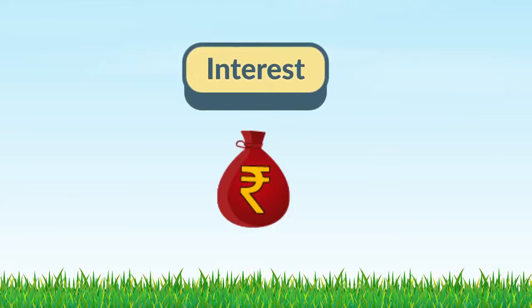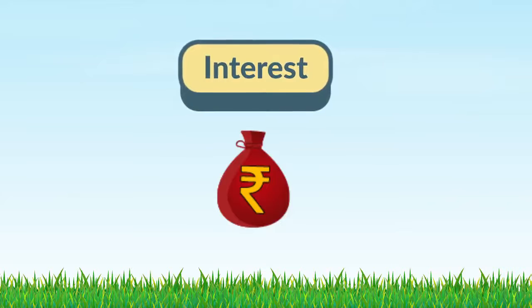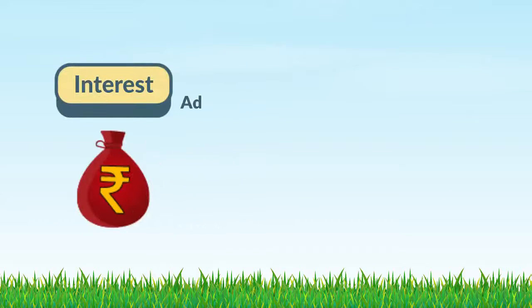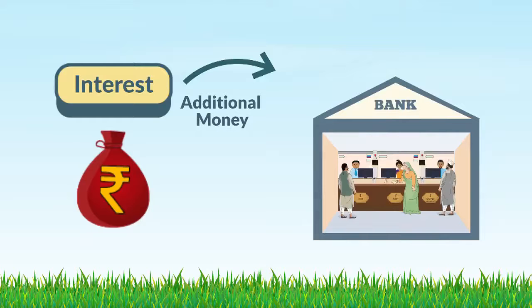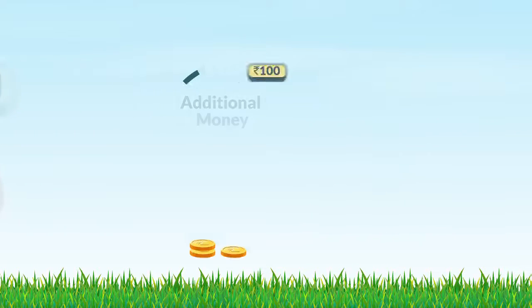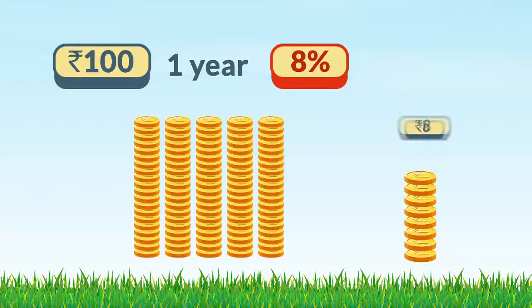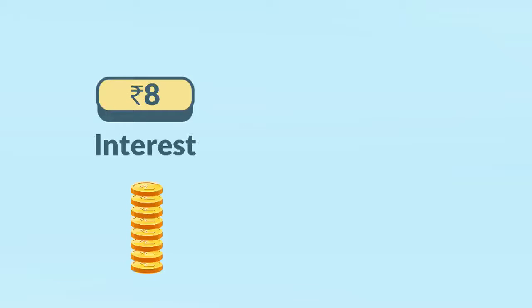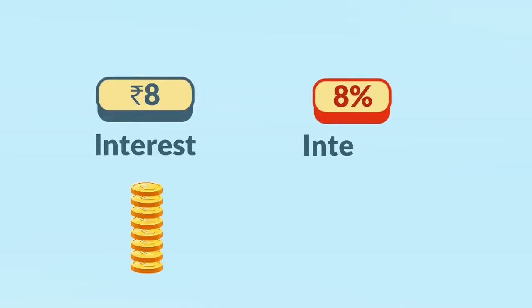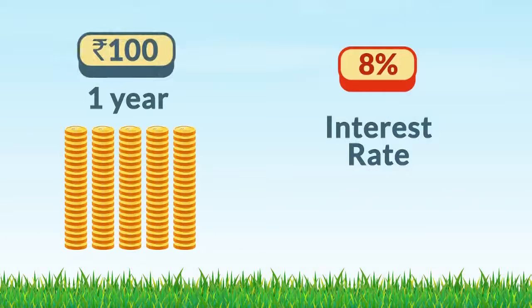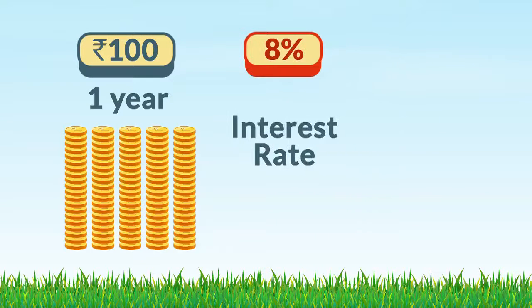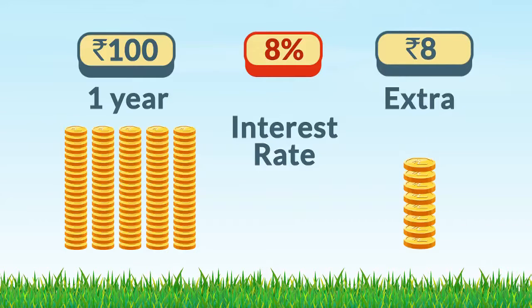Yes, I recollect. You had told me about interest earlier. It is the additional money that I earn when I put money in a bank or I am charged if I borrow money. So if I put 100 rupees for 1 year at 8%, I get 8 rupees. Bingo! 8 rupees is the interest and 8% is the interest rate. When you borrow 100 rupees for 1 year at 8% simple interest, you pay 8 rupees extra.